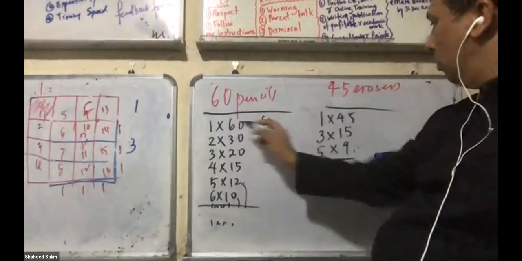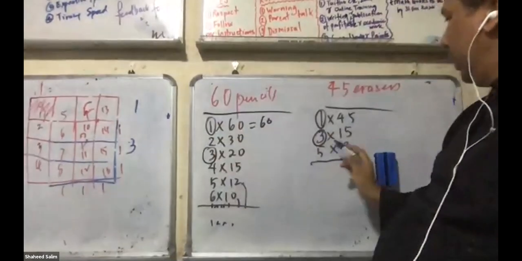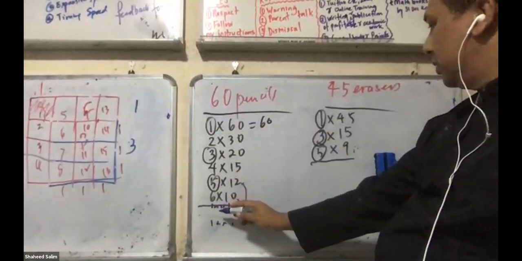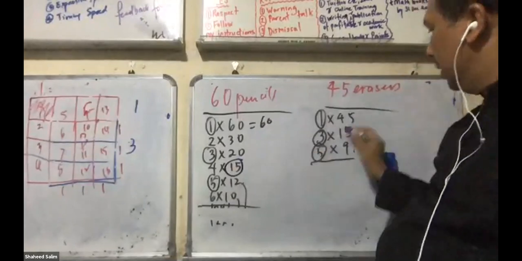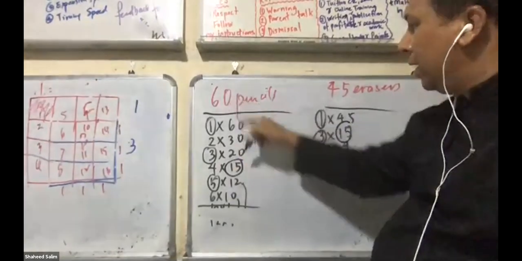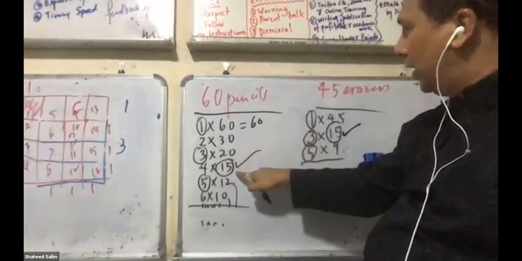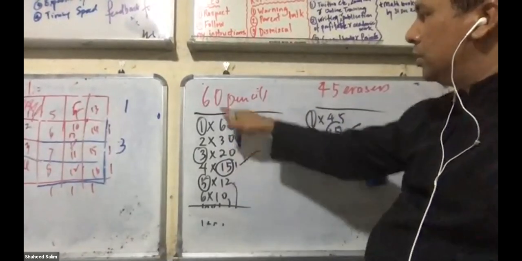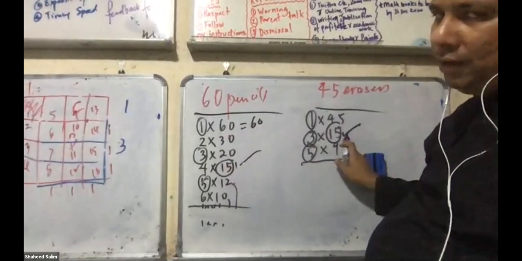You get 1. We circle all the common ones. 2 we don't have. 3 we have. 4 we don't have. 5 we have. 6, 7, 8, 9 we don't have. Here there's 15. So these are the numbers that can divide both. So the biggest number of students in the class is 15, because 60 can be divided by 15 and 45 can be divided by 15. If there are 15 students, 60 divided by 15, each one receives 4. 45 divided by 15, each one receives 3.